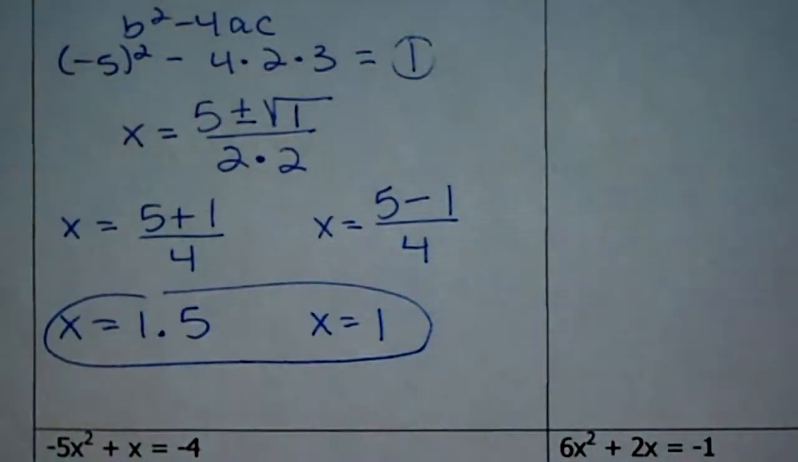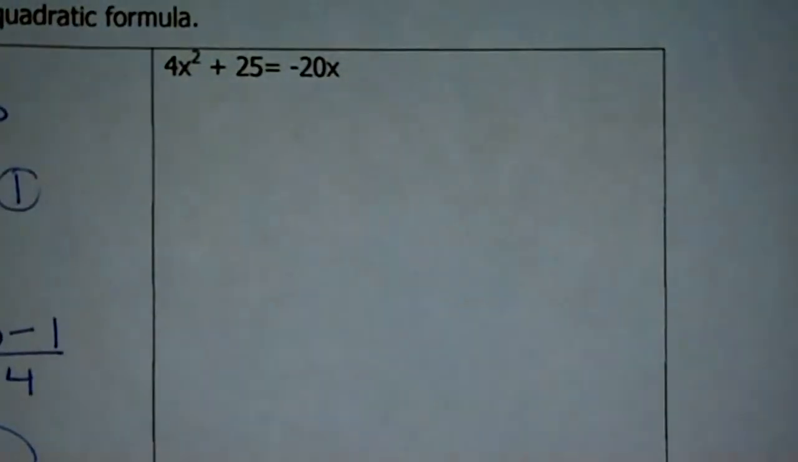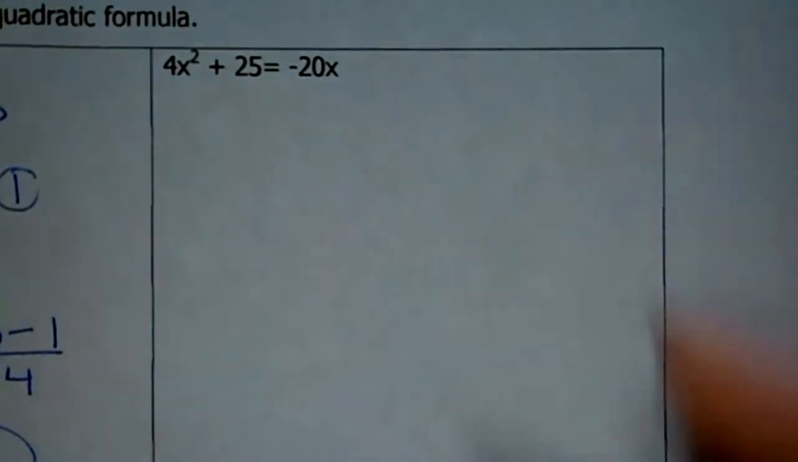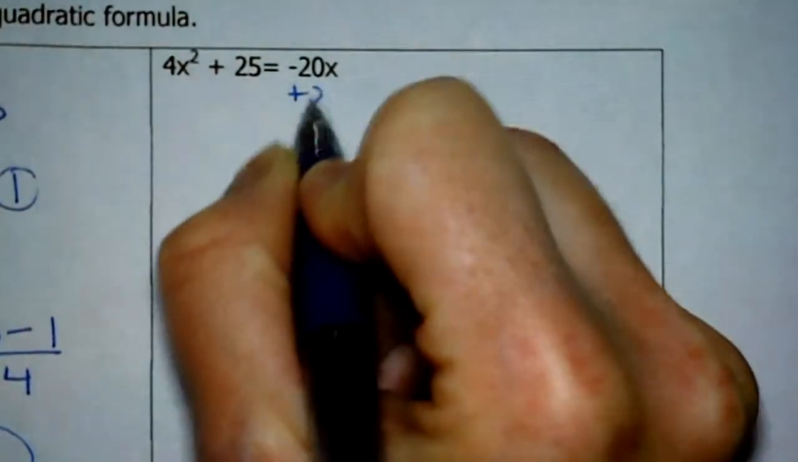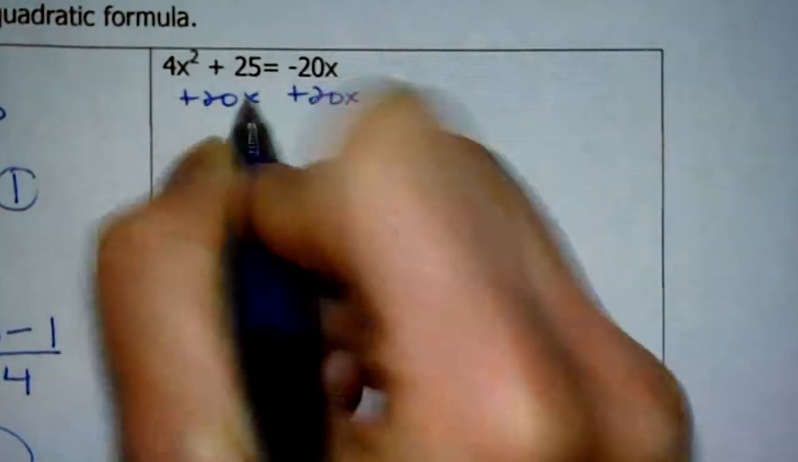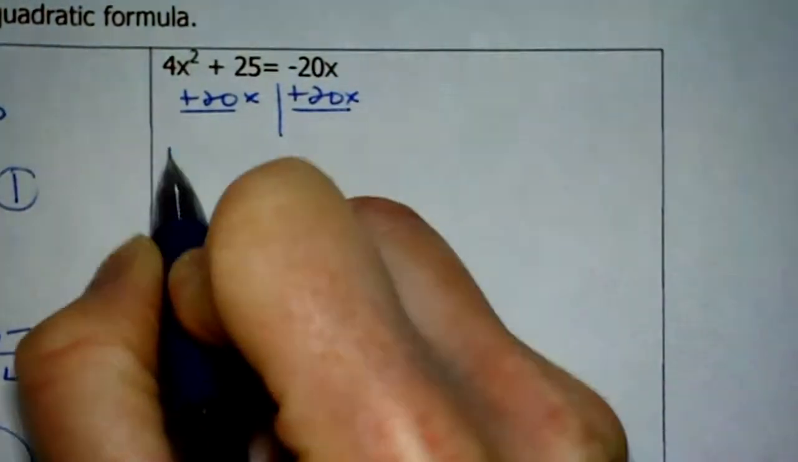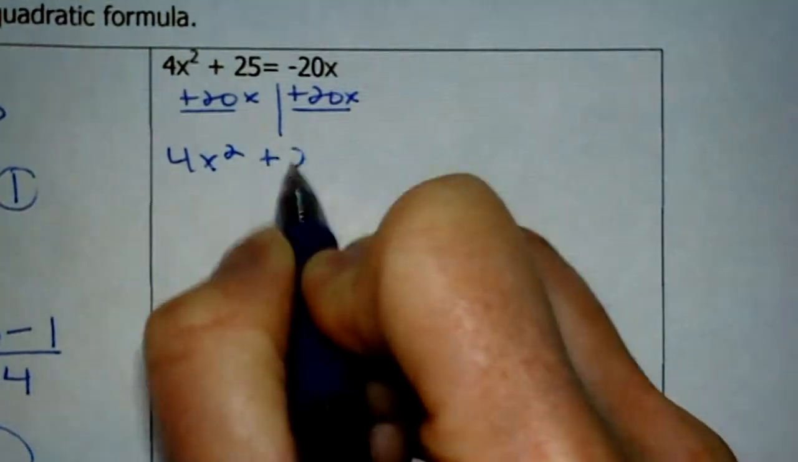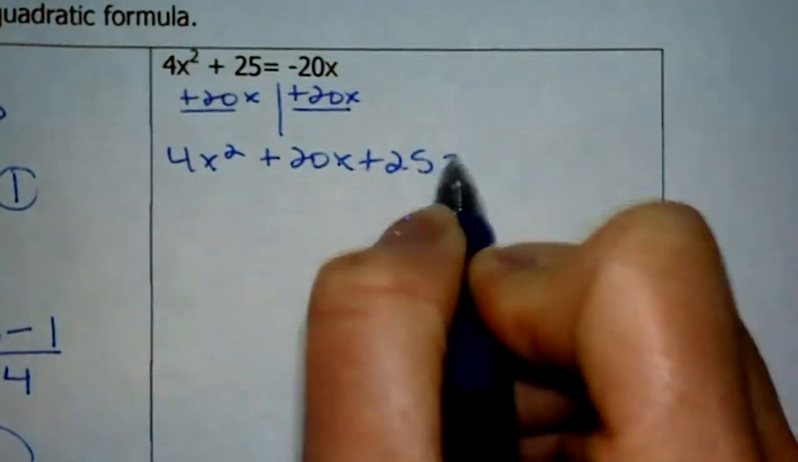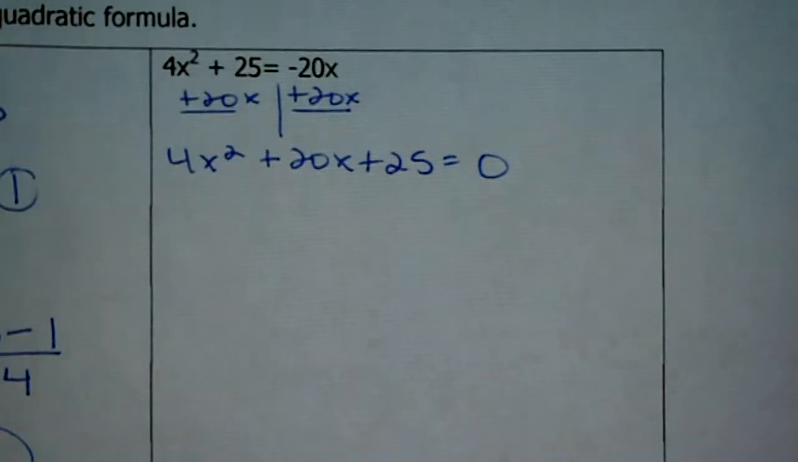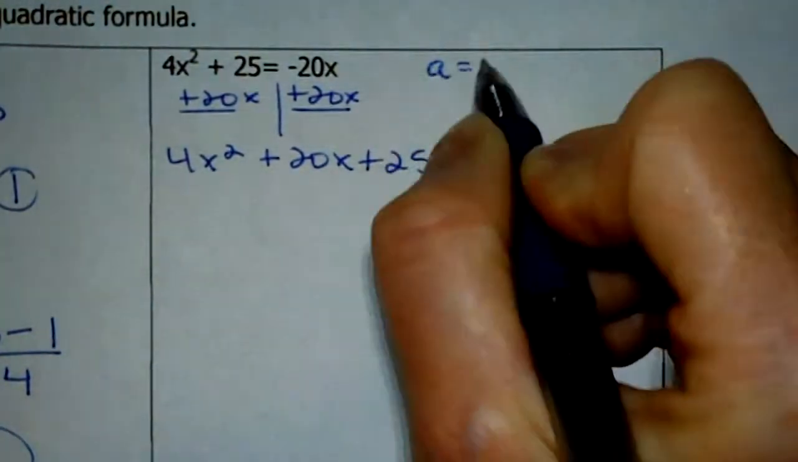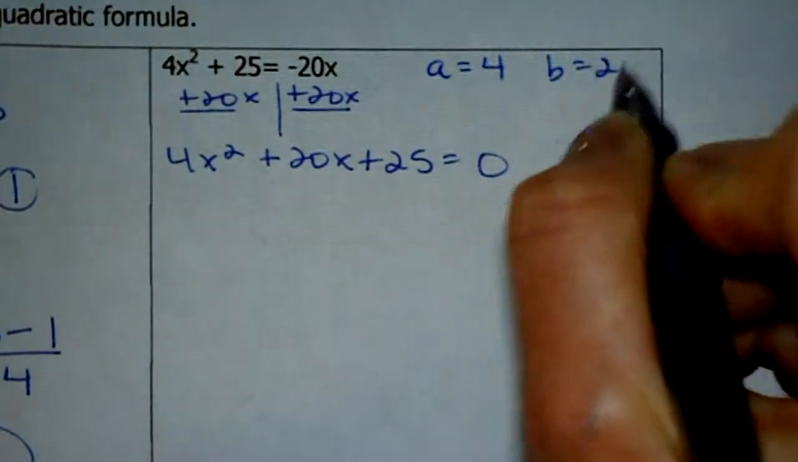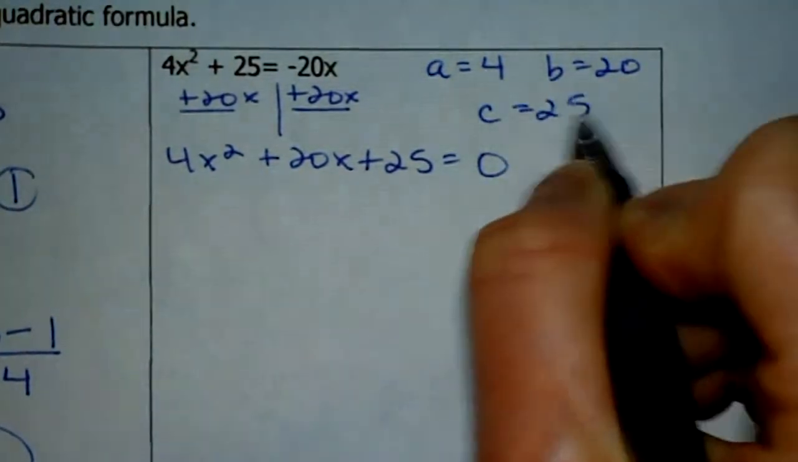So there. That's how you use this. Let's try another one. I know, again, these are things that are going to come with time. You just need to practice. Okay, in this one, I'm hoping that you notice they're not all on one side. So the first thing you should do is put this in standard form. So you end up with 4x squared plus 20x plus 25 equals 0. That's your standard form. And now we can identify our ABC. A is 4, B is 20, C is 25.